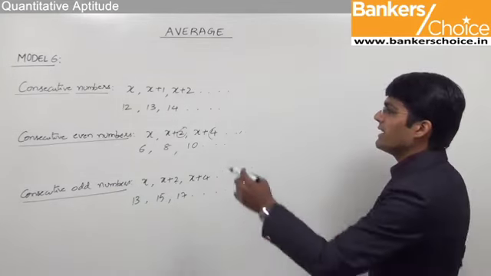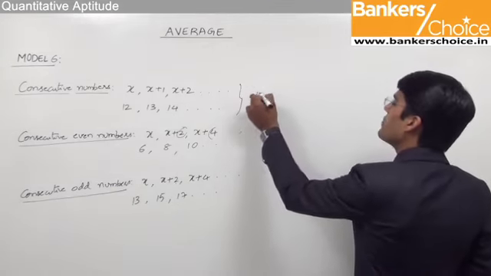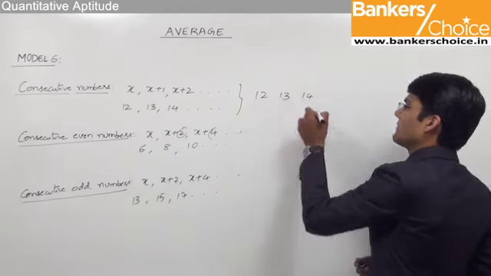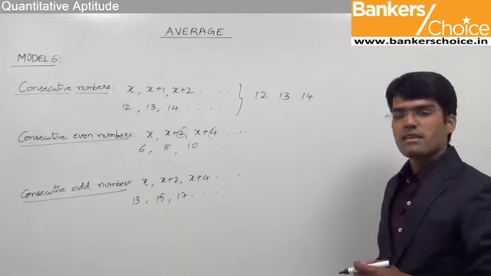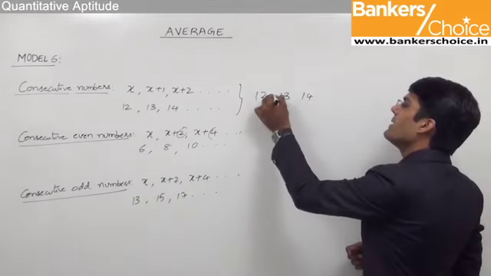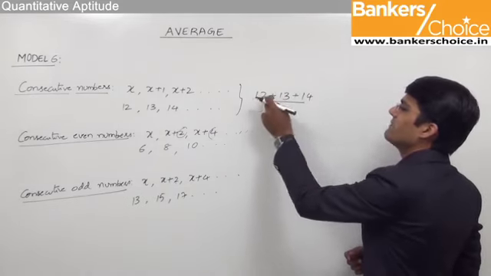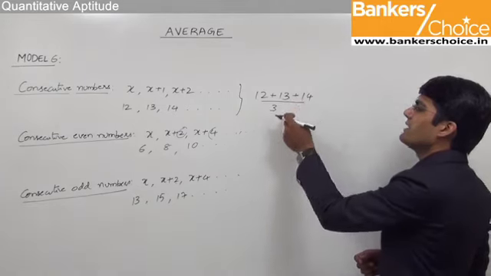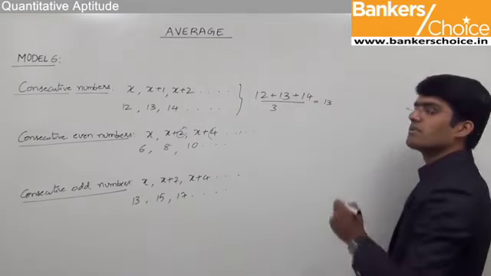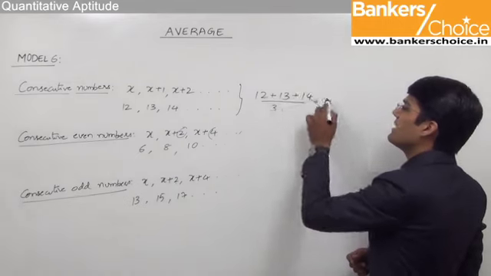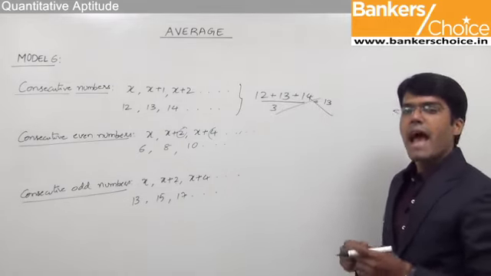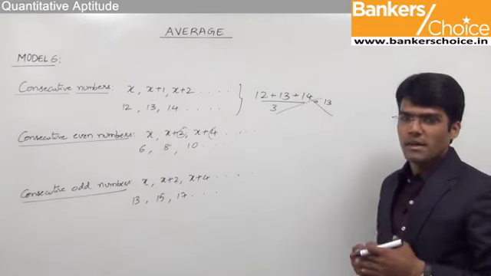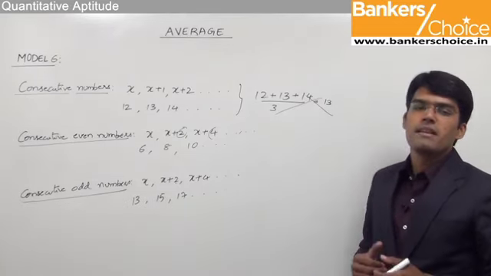Now the point here is, how do we get the average of consecutive numbers? For example, let's take the consecutive numbers 12, 13 and 14. Now to find out the average of three consecutive numbers, we need not add all of them and divide by 3. That is 12 plus 13, 25 plus 14, 39 by 3, which is equal to 13. This calculation is not required. Instead, we can directly say that the average of consecutive numbers is always the middle number.